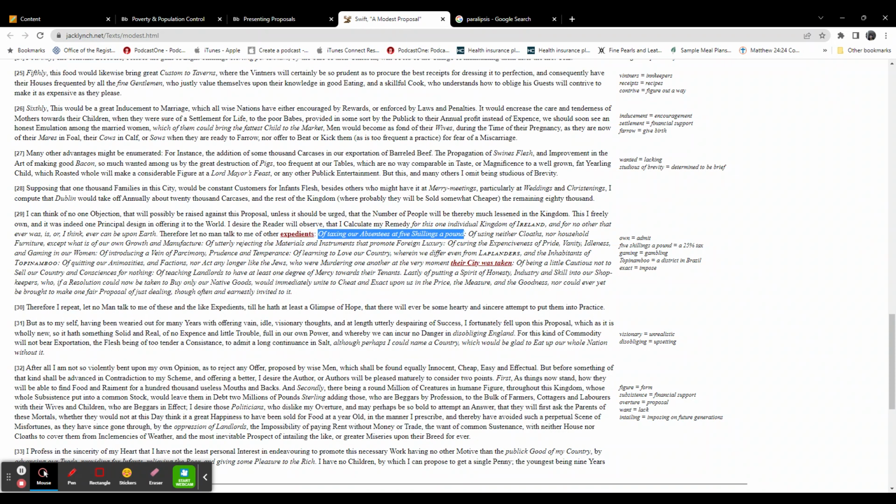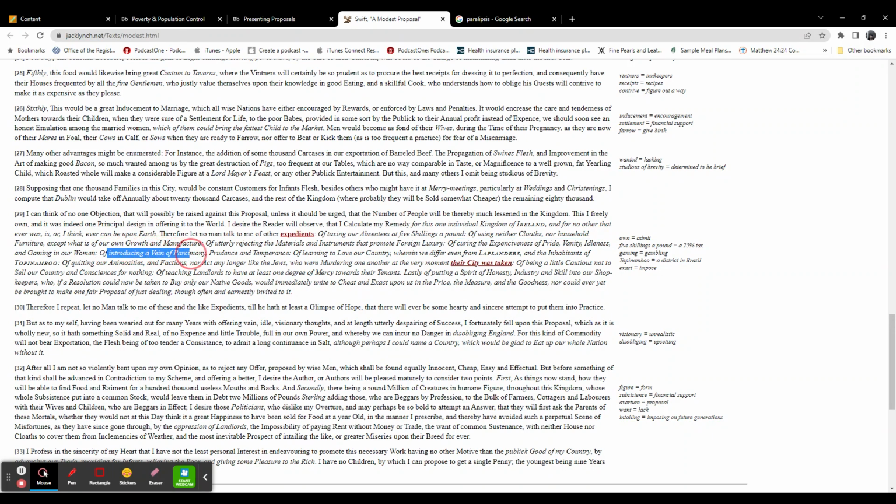Of using neither clothes nor household furniture except what is of our growth and manufacture. So he's saying that I'm not talking about that we need to develop a manufacturing system of utterly rejecting the materials and instruments that promote foreign luxury. So we need to stop buying Mercedes, BMW. We need to contribute to our home country products, right? Of curing the expensiveness of pride, vanity, idleness, and gaming in our women. So they need to stop doing that.